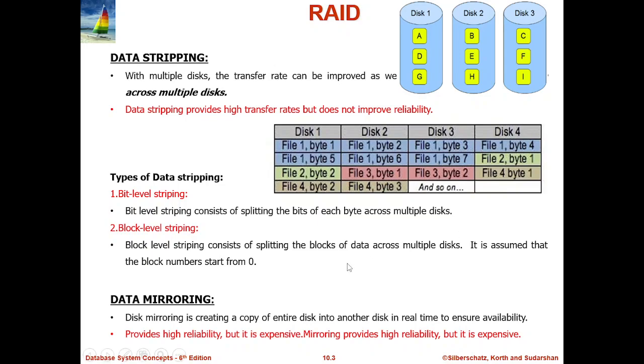Data mirroring. Disk mirroring is creating a copy of the entire disk onto another disk. It provides high reliability but is expensive because we need multiple disks.